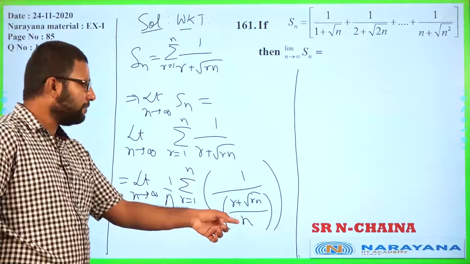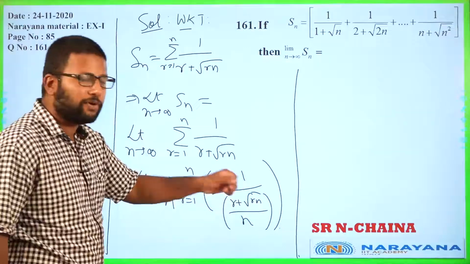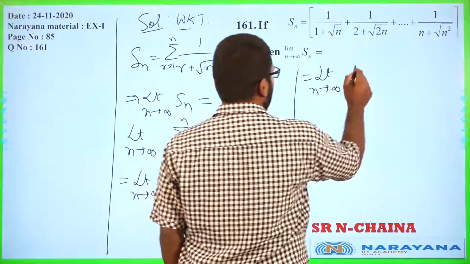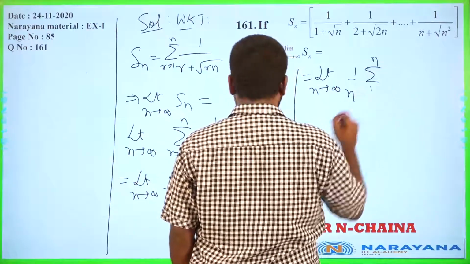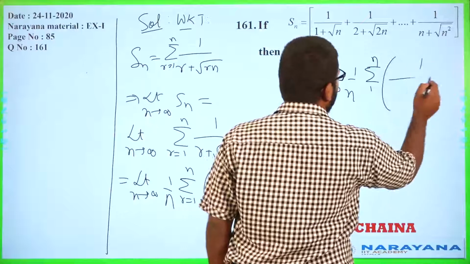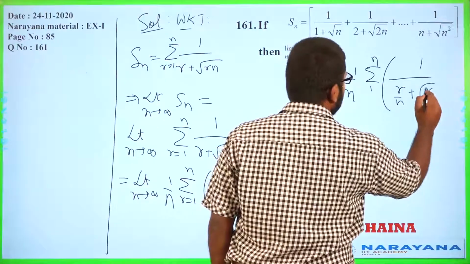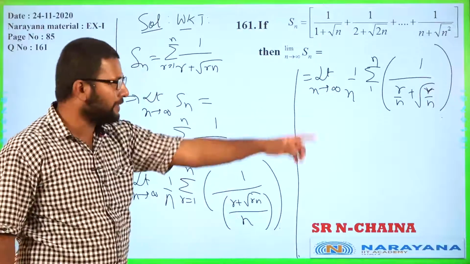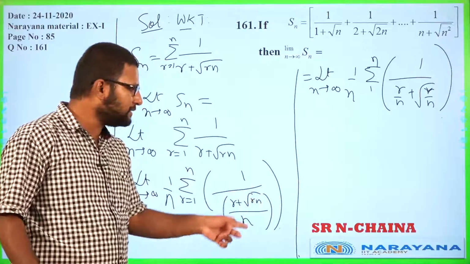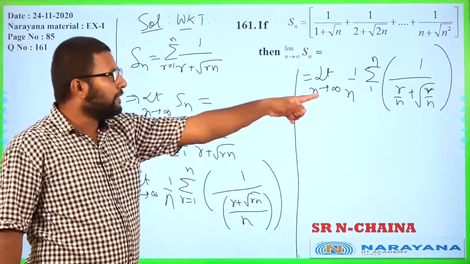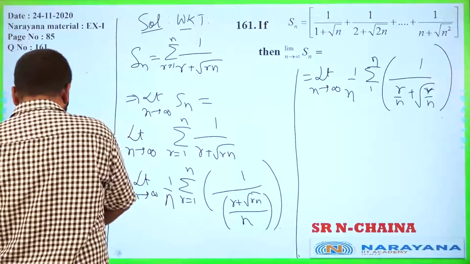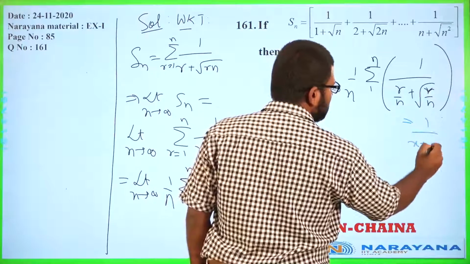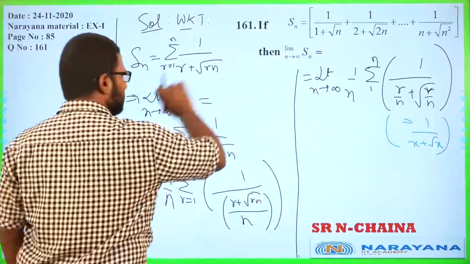Why are we doing this? Because I want to convert everything into r by n format. So this is limit n tends to infinity 1 by n summation 1 to n 1 by, write this as r by n and root r by n. Can we do that? We can do that because root n will get cancelled after you split, and that now falls exactly in our format. So this I can write as 1 by x plus root x, just mentally.